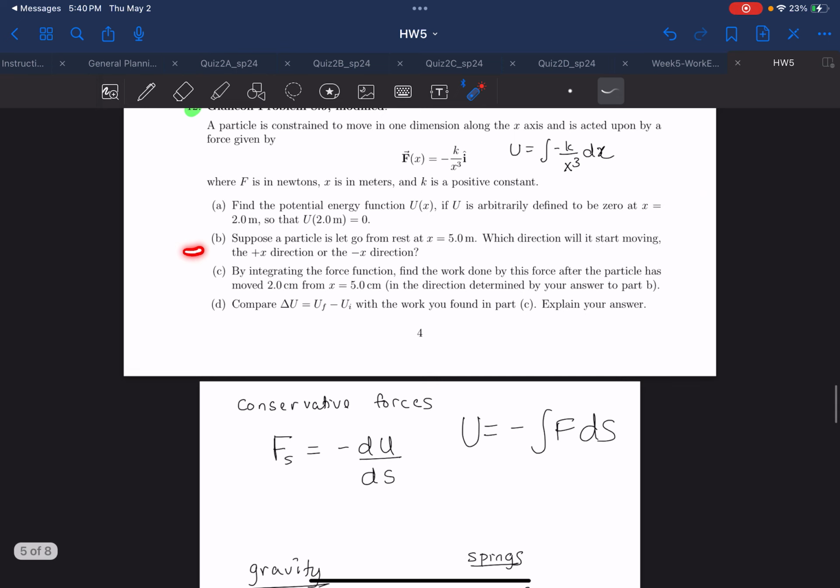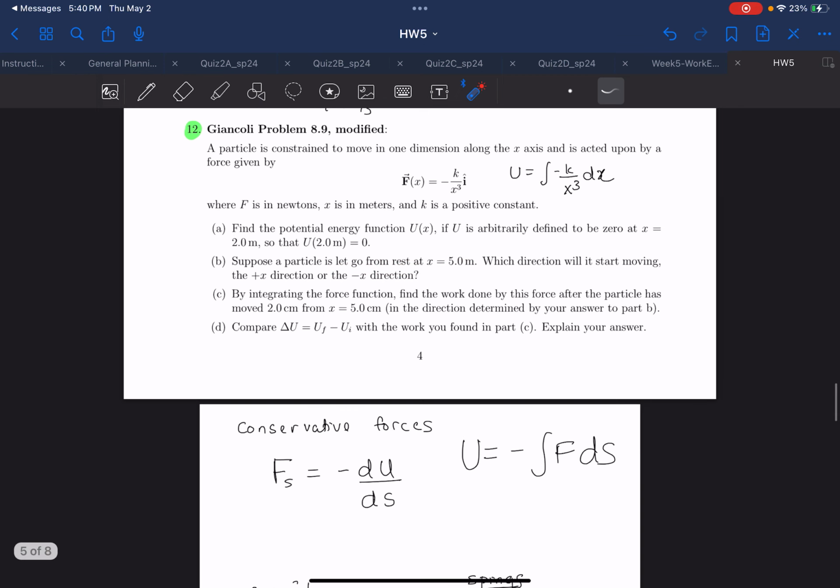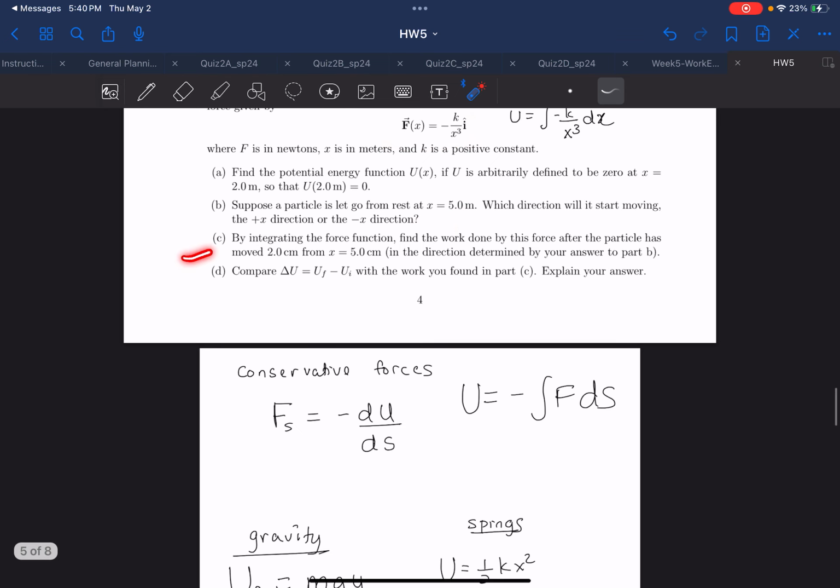And then for part B, they ask us which direction it will start moving if the particle is let go at 5 meters. Well, ask and see which way your force is pointing when you're at 5 meters. And also, we're starting from rest, so there's no initial kick to the left or right. The movement of the object is going to depend on what kind of force it feels at that location. And then parts C and D kind of walk you through the problem, so I'd like you to try these on your own.